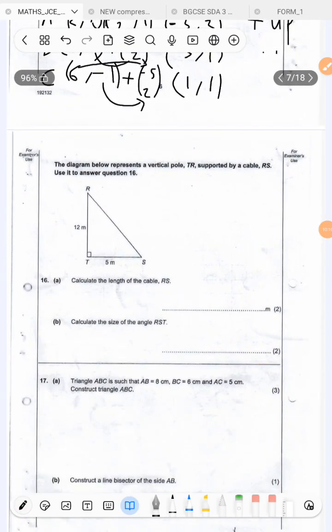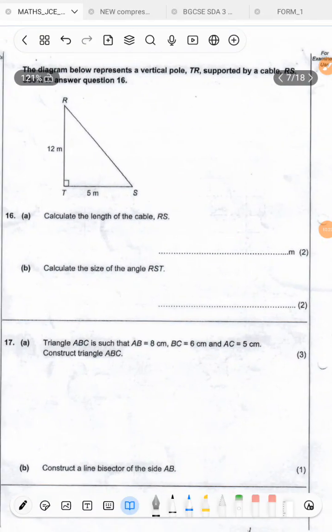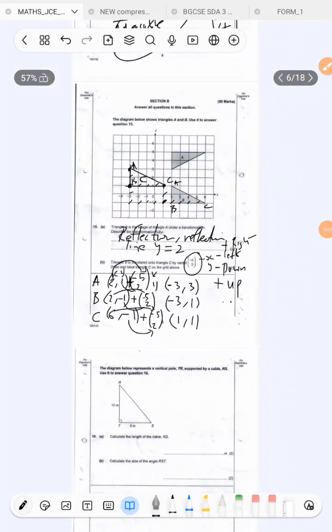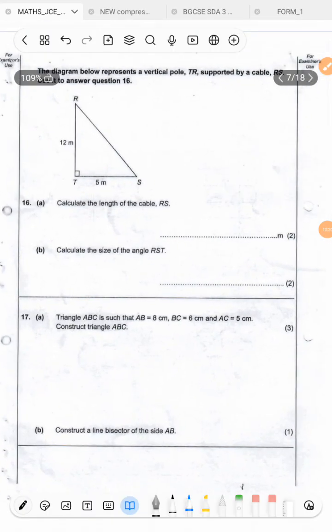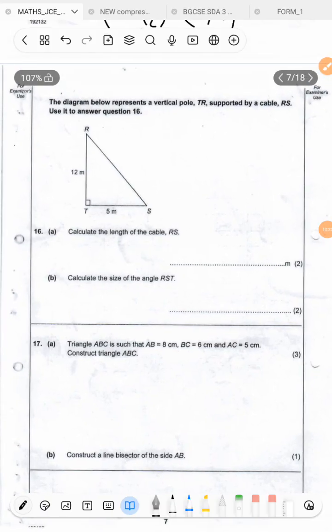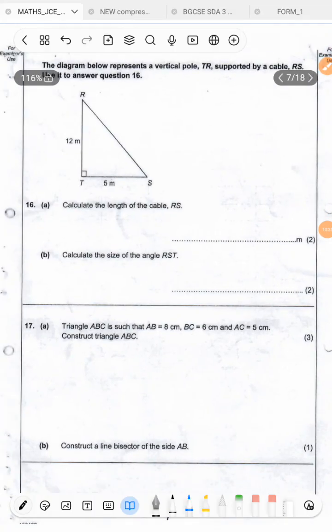On to the next one. It says the diagram below represents a vertical pole. I hope we labeled it C. The diagram below represents a vertical pole TR supported by a cable RS. Use it to answer question 16. 16a says calculate the length of the cable RS.